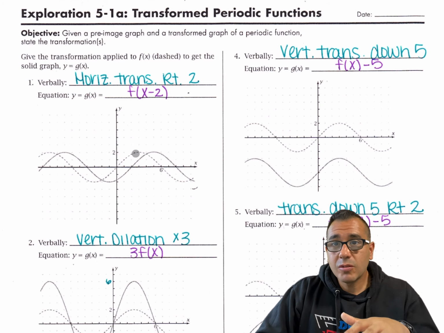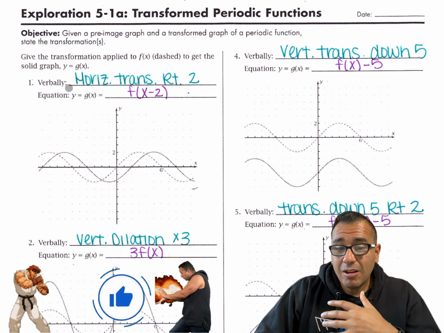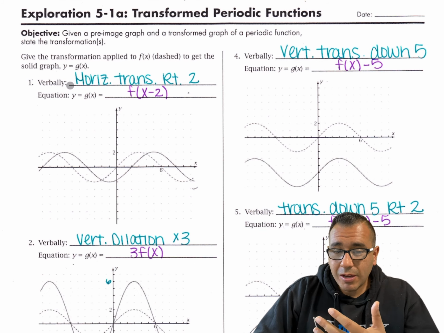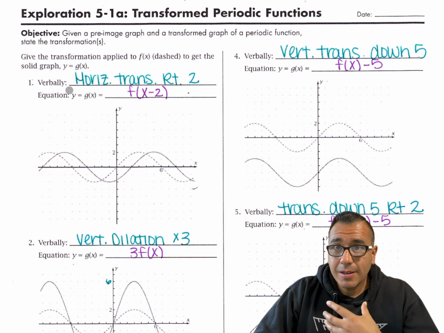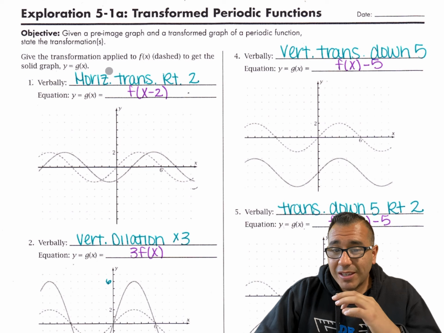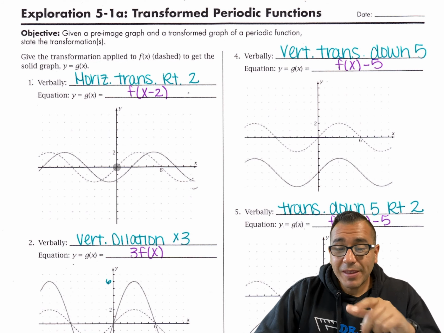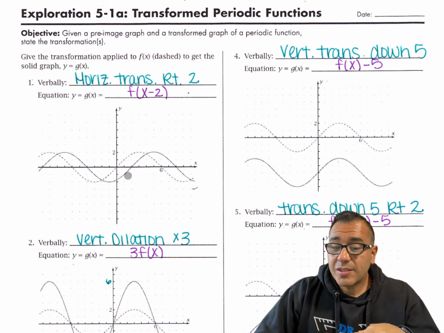For this worksheet, notice they want us to verbally tell the audience what's going on, and then to write an equation that represents this transformation. The given graph that we're going to start with are these dotted curves, and what we want to do is say how we go from that dotted curve to the solid curve.